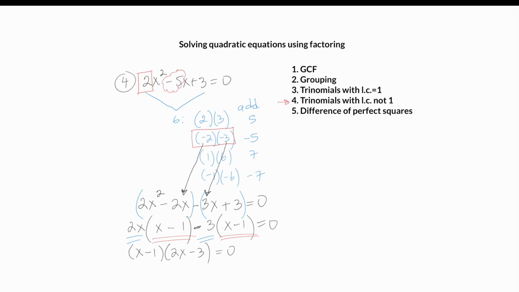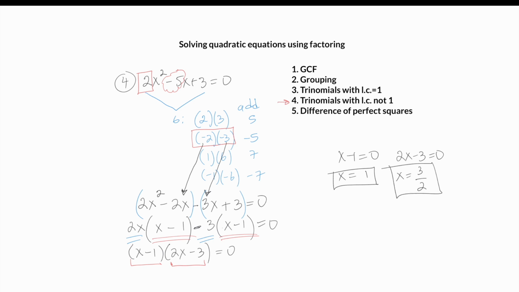Again, to solve this, we'll take each factor and make each factor equal to 0. My first factor is x minus 1. The second factor is 2x minus 3. X minus 1 equals 0, which means x is positive 1. And 2x minus 3 equals 0, which means my x is positive 3 over 2.